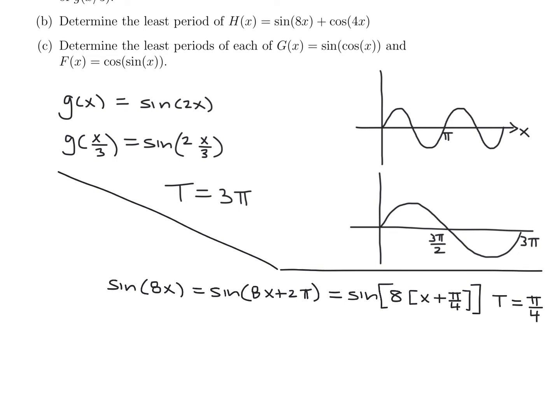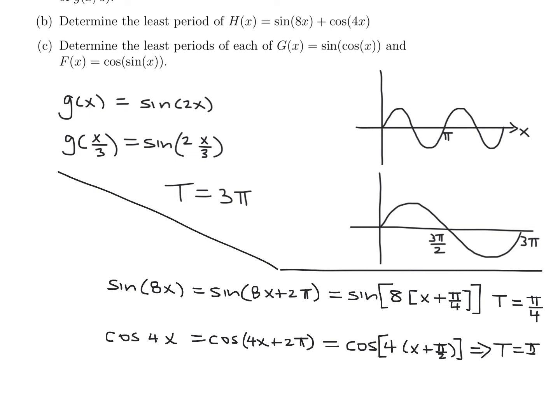And then in a very similar way, we do the same thing for cos of 4x. That's cos of 4x plus 2 pi, because the period of cos of 4x can be 2 pi. Not necessarily the least period, but a period. And then if you factor out the 4, you will get x plus pi over 2. And therefore the least period is going to be pi over 2, because they're asking for a least period.